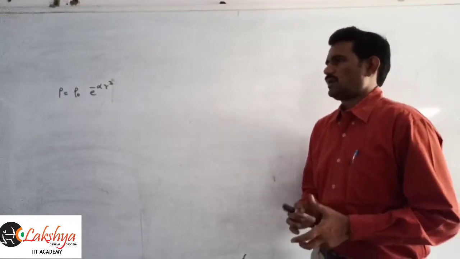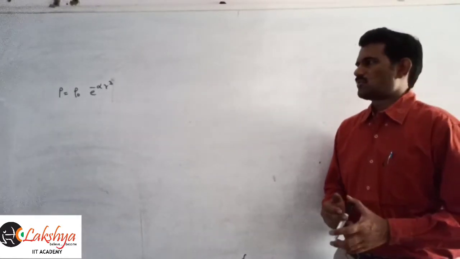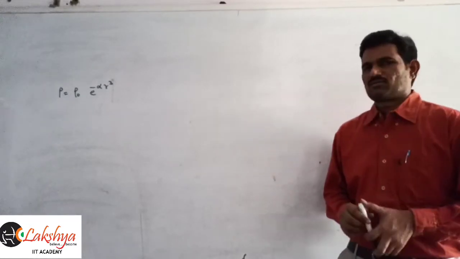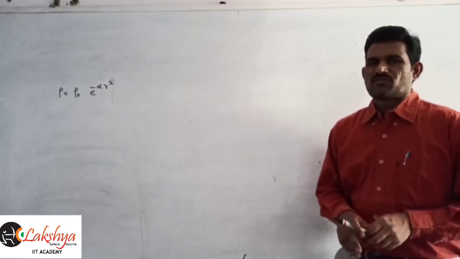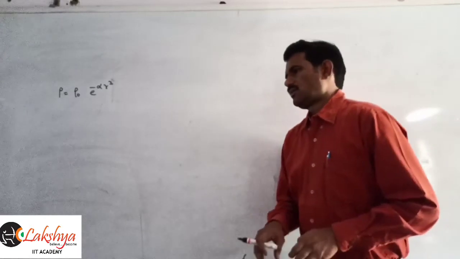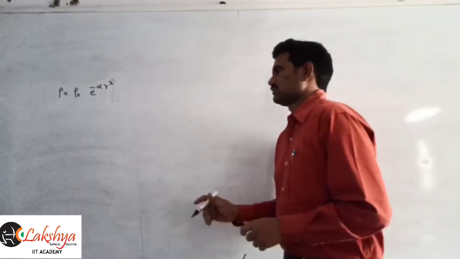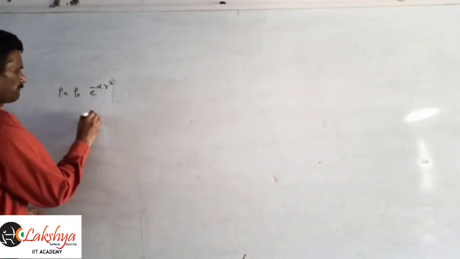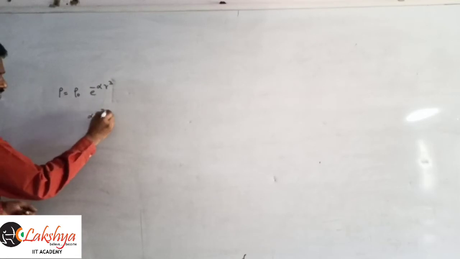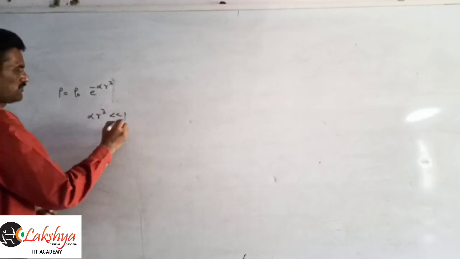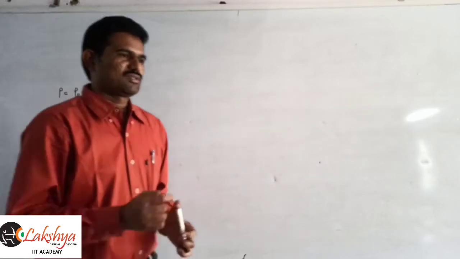at a point at a distance small r from the center of the charge distribution. Also write the expression for electric field when r is very small and r is very large, or I can express that as alpha r cube is very much less than 1, alpha r cube is very much greater than 1. That means when r is very small and r is very large, we can express it like that.